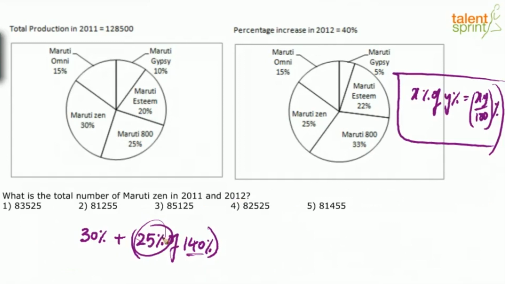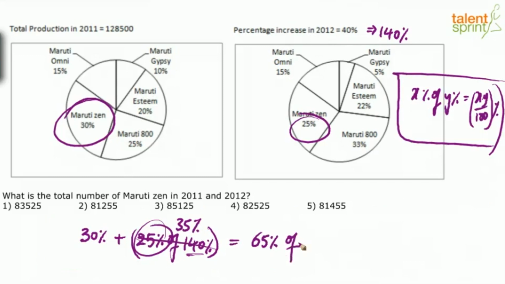How much will that be? You know that 25% is 1/4. 1/4 of 140% is 35%. So this comes out to be 35%. Again, this can be done mentally. So you know that in the first year it is 30%, in the second year it is 25% of 140, which is 35%. So overall it should be 65%. 65% of 1,28,500. Simplify this and you'll get your answer. Of course, when you simplify, you'll get the answer as 83,525.